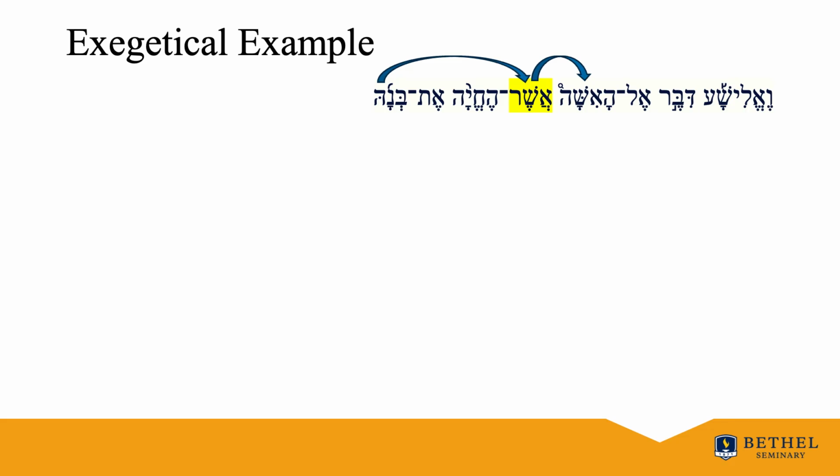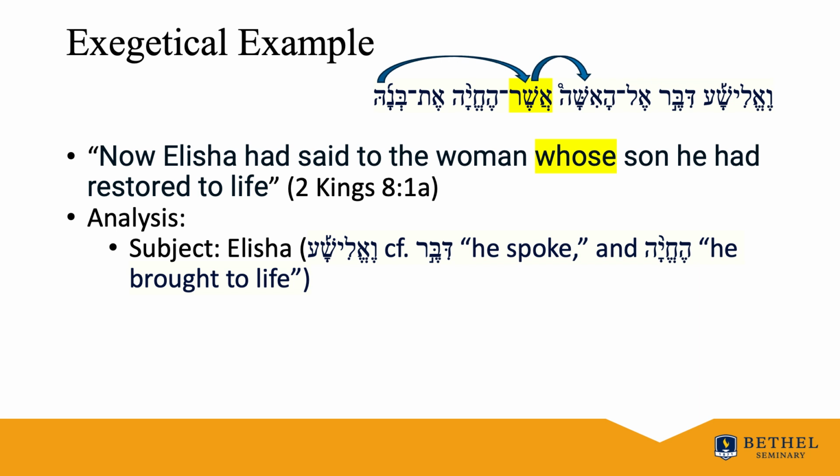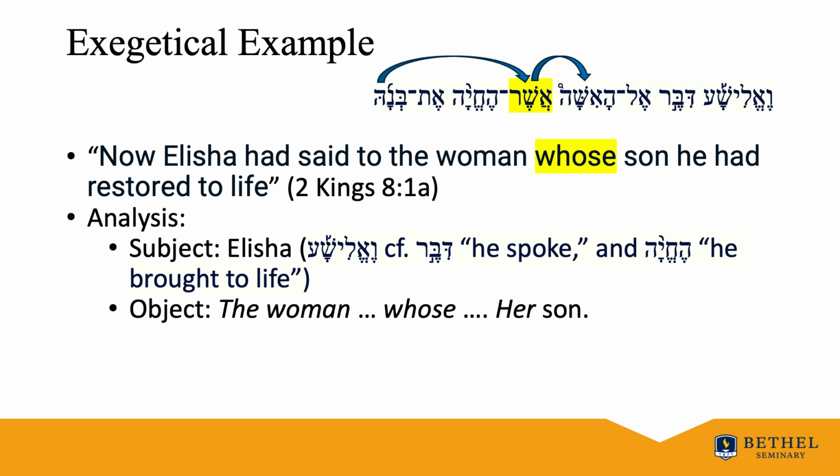We are introduced to a relative pronoun at this moment. Asher he cheya et bena. It is the woman whose son he had restored to life. So let's analyze this word sequence. We see that there's the subject, Elisha, the verb, diber, he spoke, el haisha, to the woman. And the asher, the relative pronoun, immediately follows haisha. And it seems like it's further describing the woman.